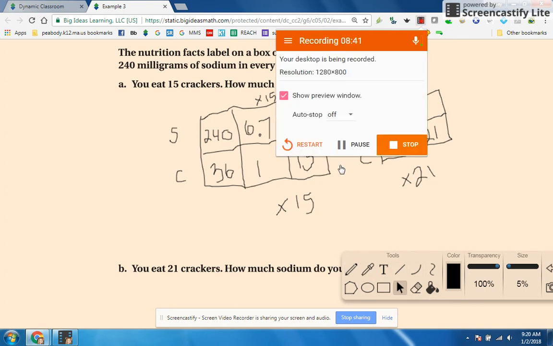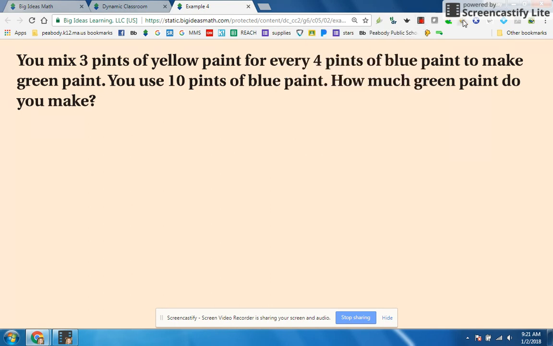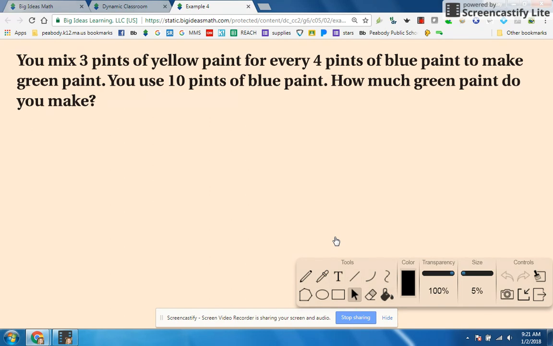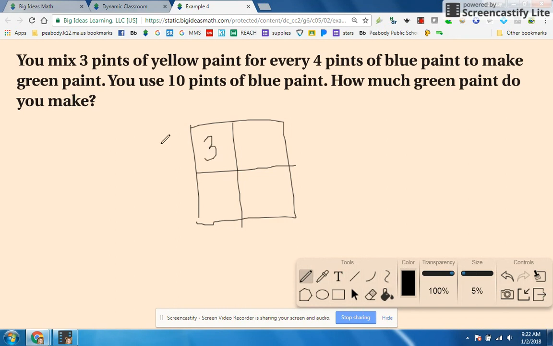All right, so I'm going to help you start this, but then I want to see if you can finish it on your own. So it says you mix 3 pints of yellow paint for every 4 pints of blue paint to make green paint. So let's start by doing our 4 squares. Okay, and then fill in what we know so far. So it's telling us 3 pints of yellow, so put a Y for yellow, for every 4 pints of blue, so we'll put a 4.